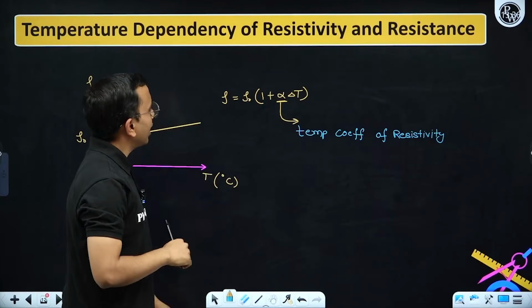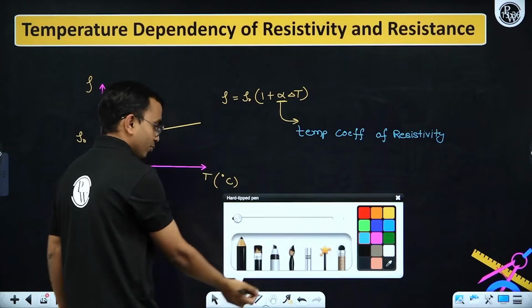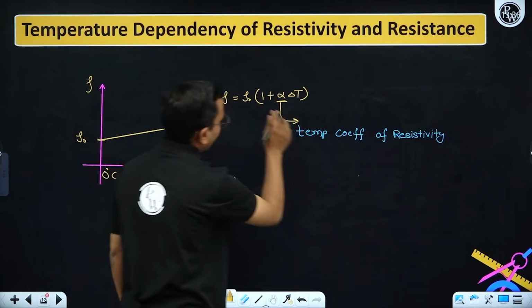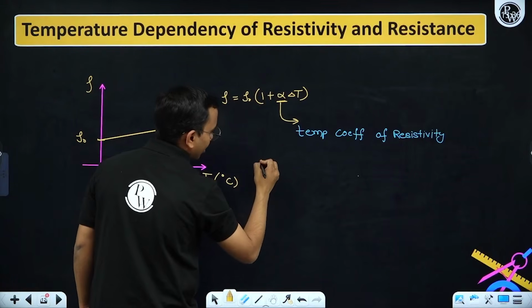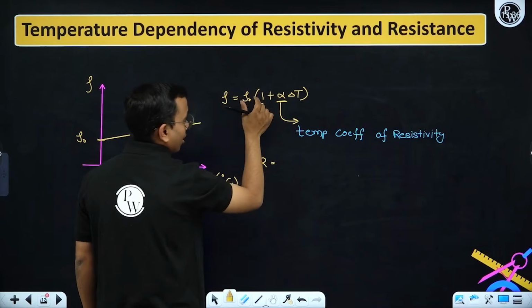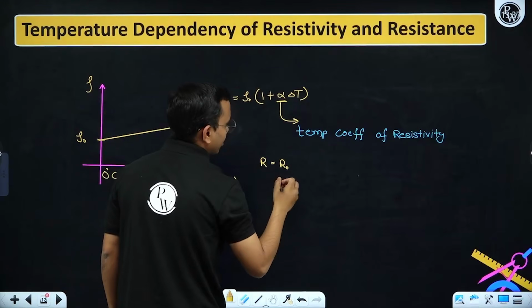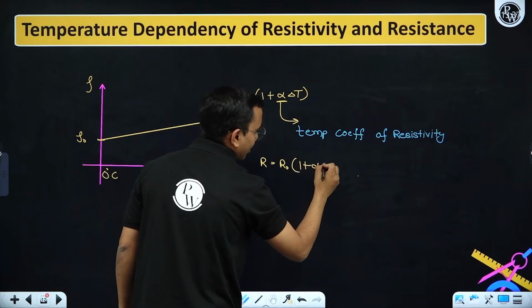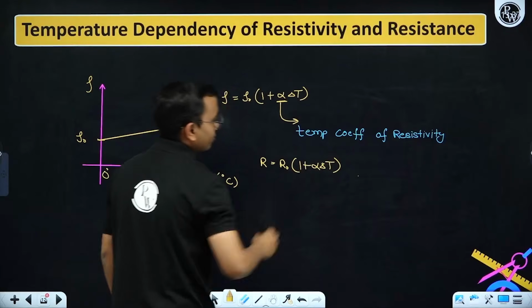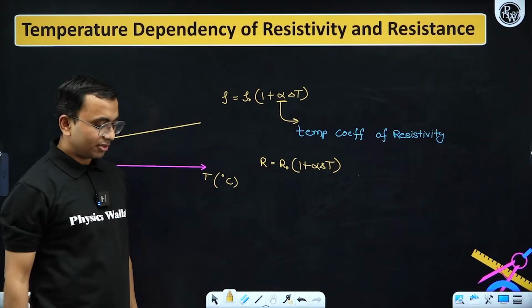And from here, if you want to relate the resistance as well, let us multiply L by A on both sides. So what will it become? Rho L by A becomes my resistance. This becomes rho naught into L by A, that is my R naught, the resistance at the reference temperature, into 1 plus alpha delta T. We take the reference as 0 degree Celsius.